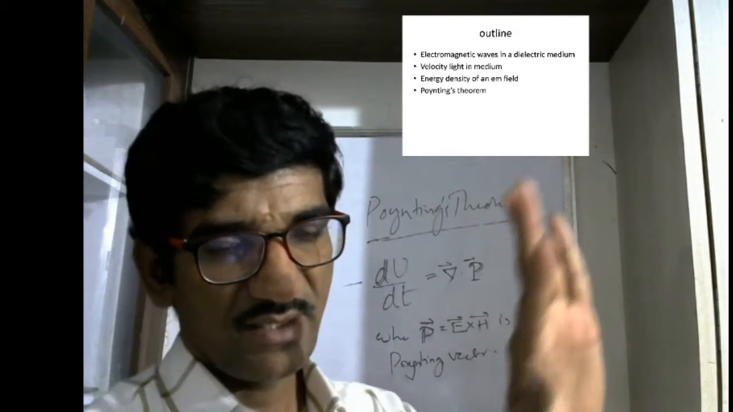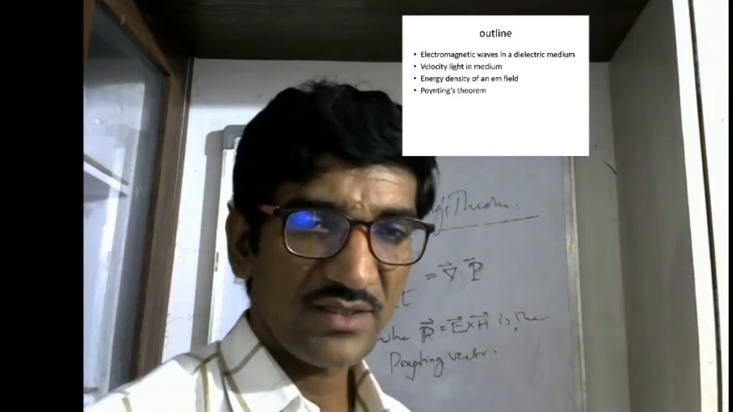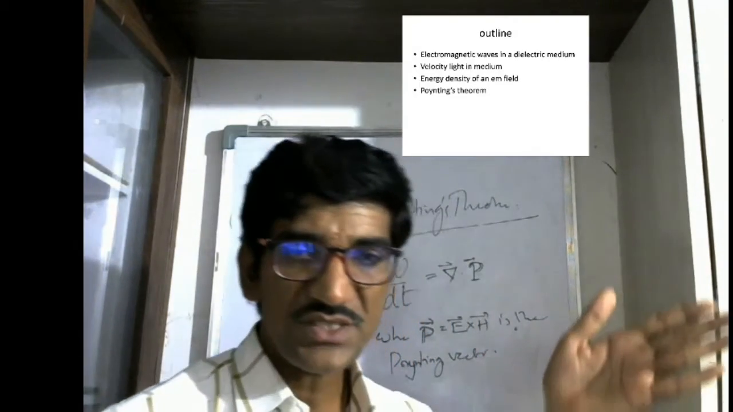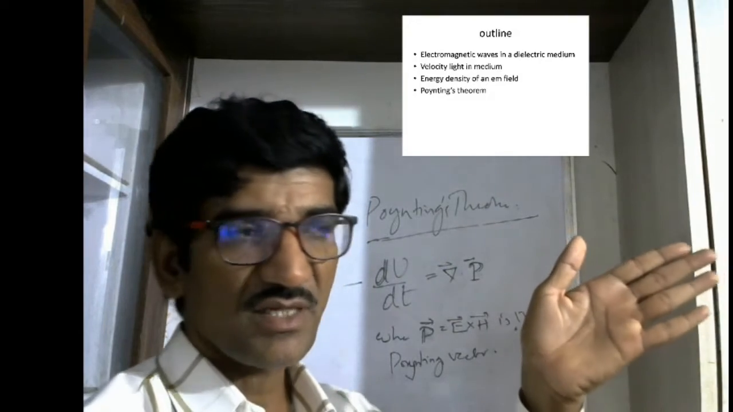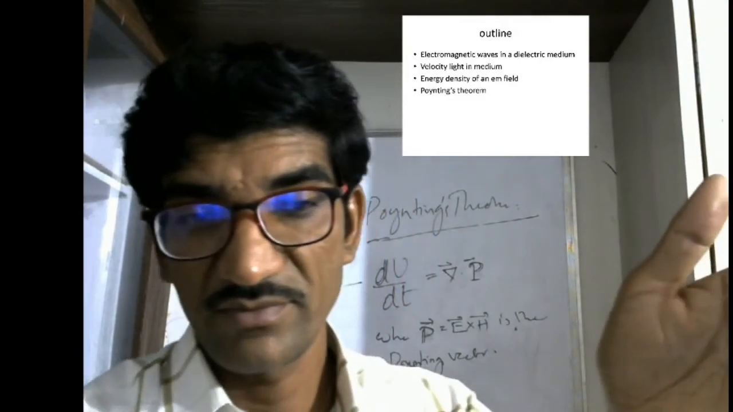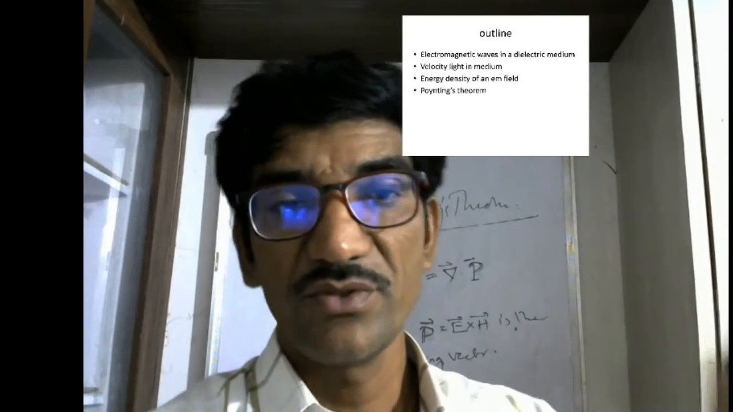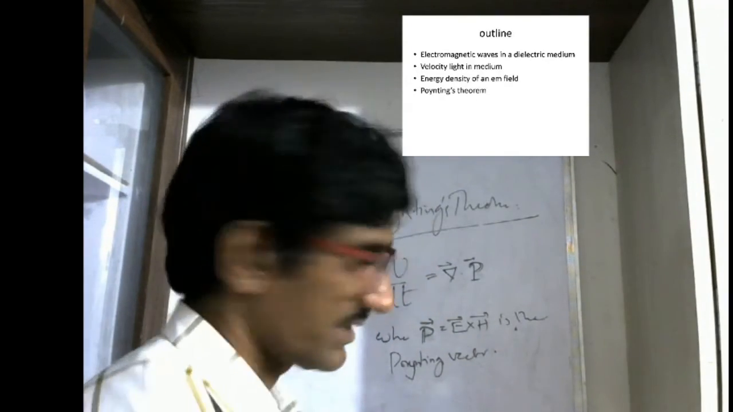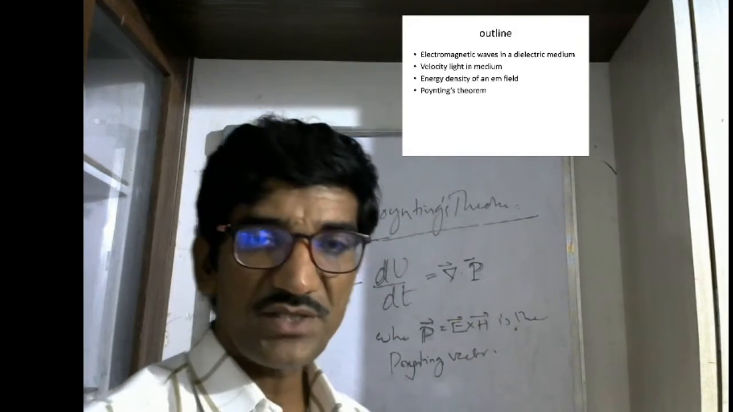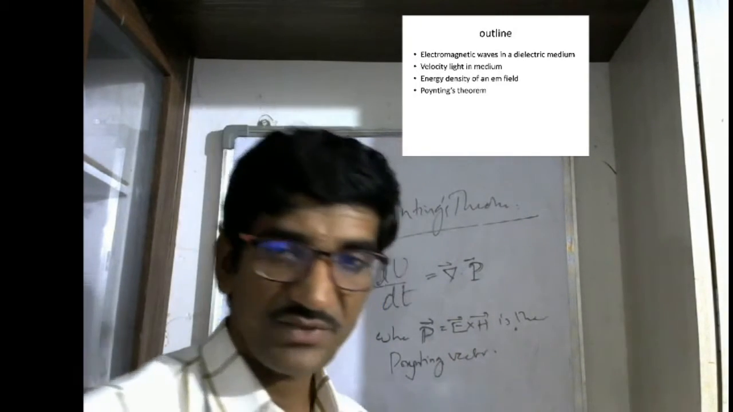You take some unit area in the electromagnetic field and observe how much energy is coming out of that surface per unit time. That will give you the magnitude of the Poynting vector. Then what will be the direction of this Poynting vector? It is a cross product of E and H.